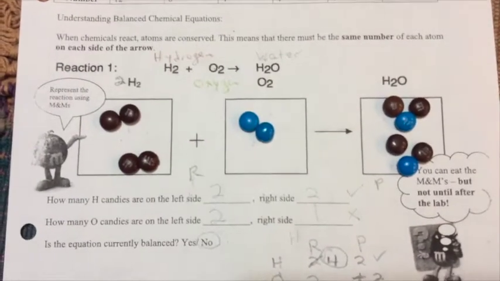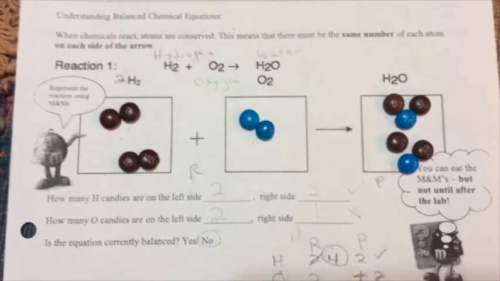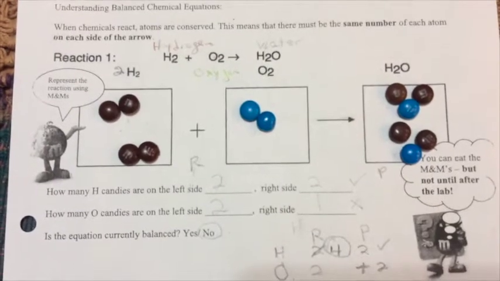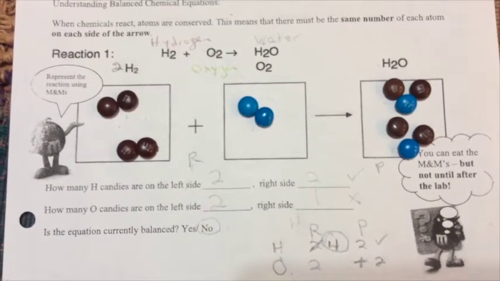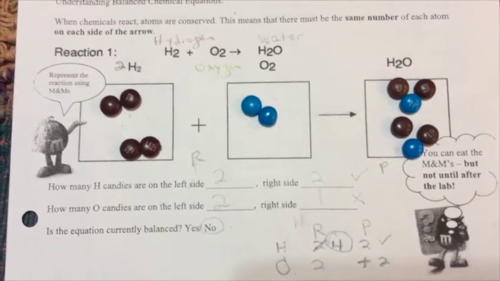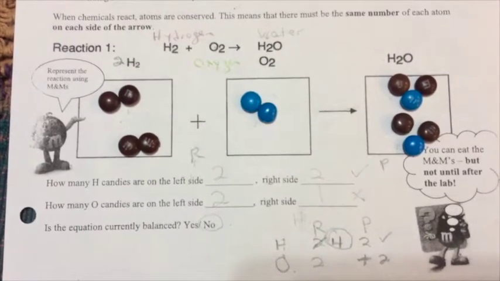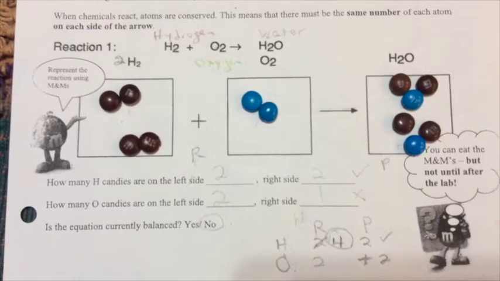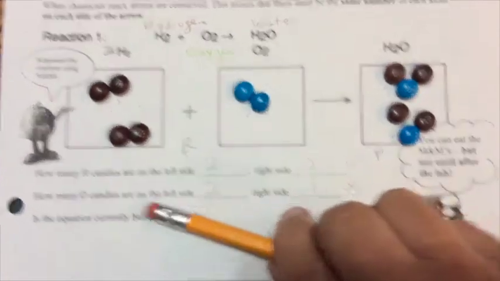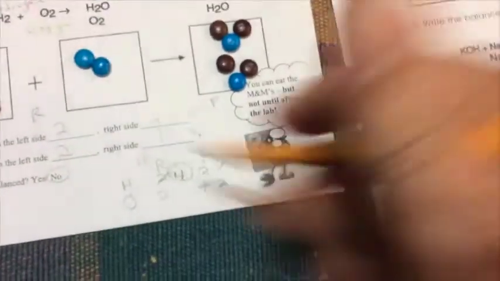Do you all understand that, or do you need me to do it again? Okay, if you need me to do it again, just email me at barbara.isasi@dpsnc.net, and I'll do it again. I'll try to make it a little better understandable. Okay, so now it's balanced. And now we can go to the next page.